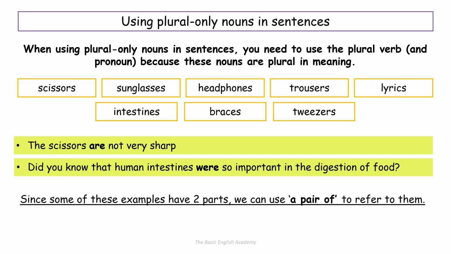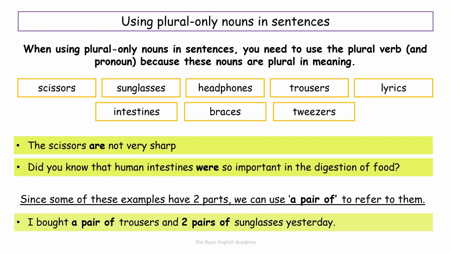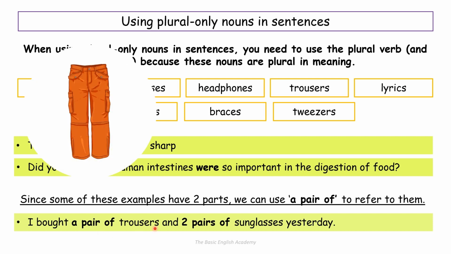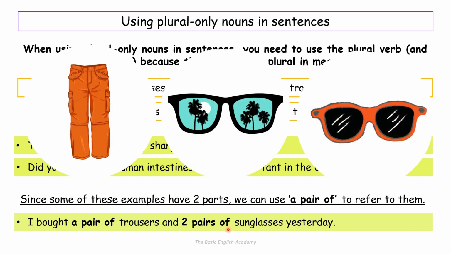Since some of these examples have two parts, we can use a pair of to refer to them. A pair means two. For example, I bought a pair of trousers and 2 pairs of sunglasses yesterday. So, how many items did I buy yesterday? I bought a pair of trousers and 2 pairs of sunglasses. So it means that I bought 3 items.